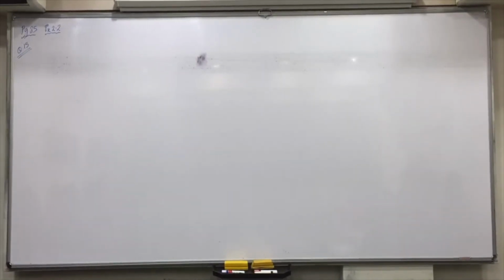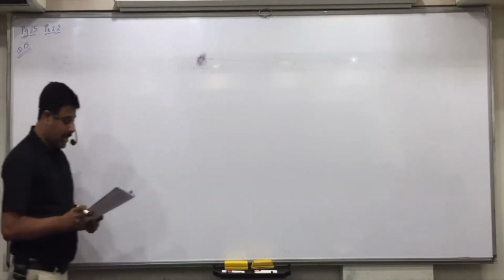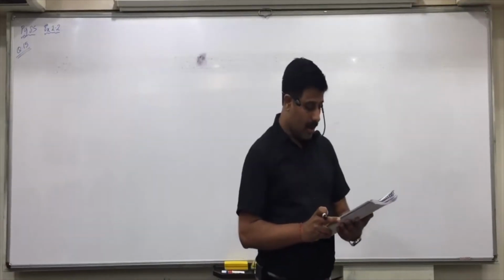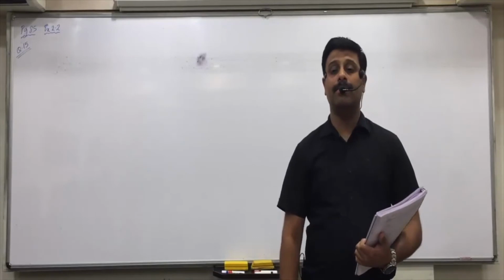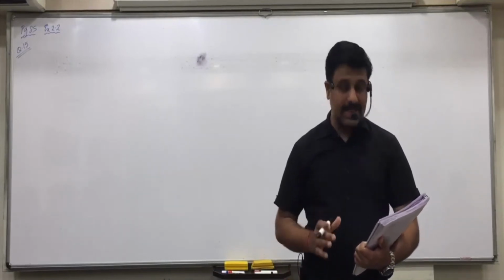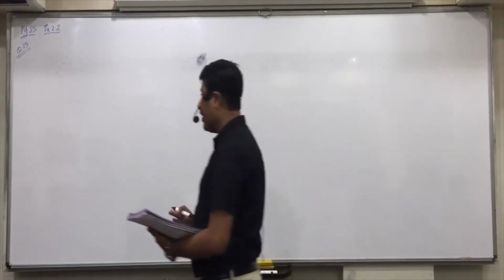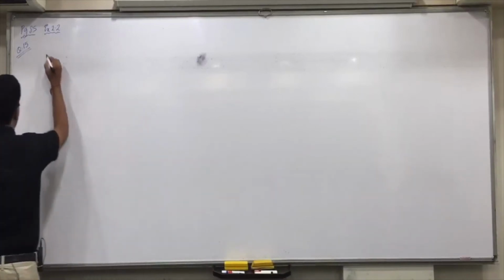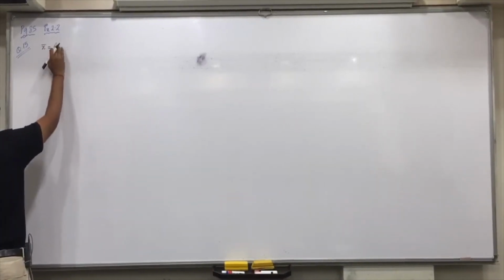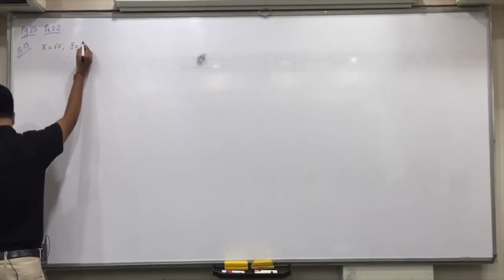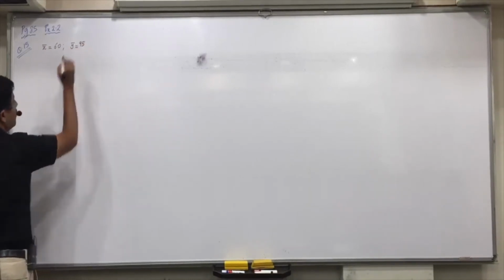Find the value of R from the following data. Average of x is 60 and y is 95. Average means, can I say mean? Yes. So x bar is 60 and y bar is 95. Okay. X bar is 60 and y bar is 95. Any confusion up till here?